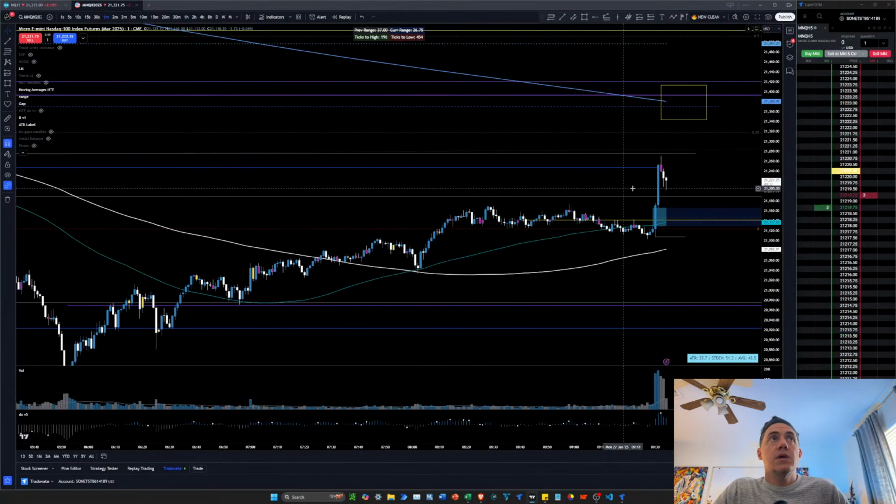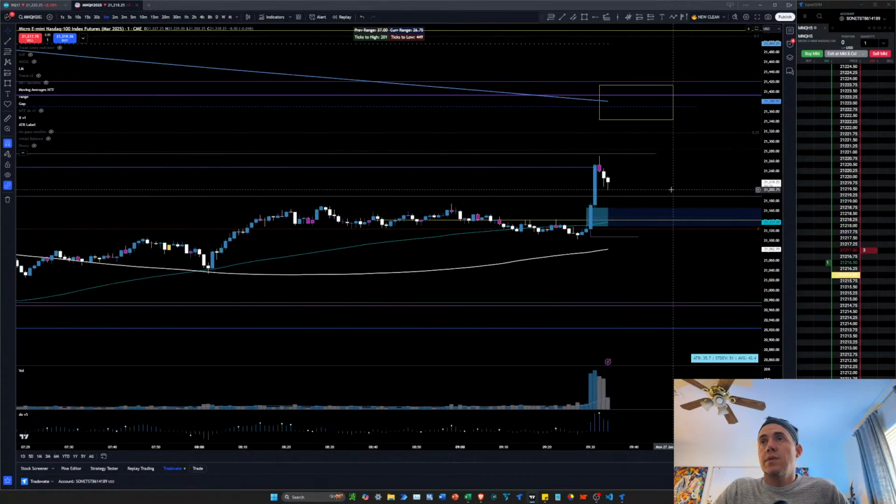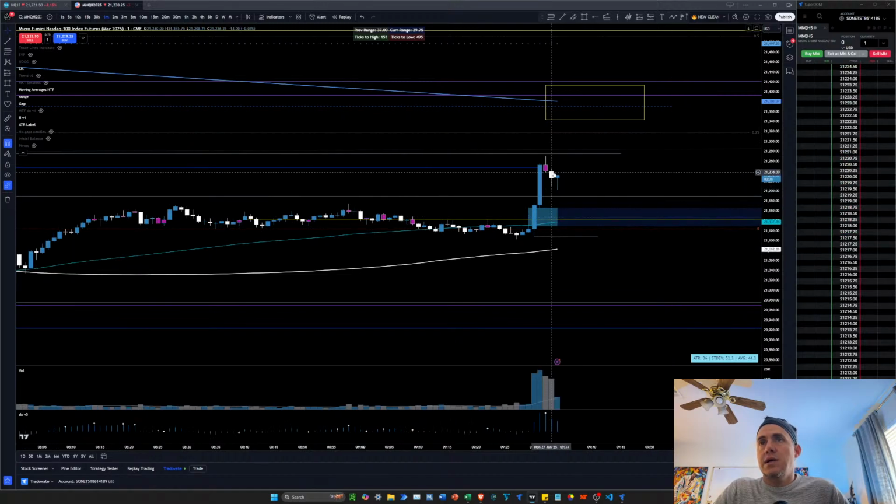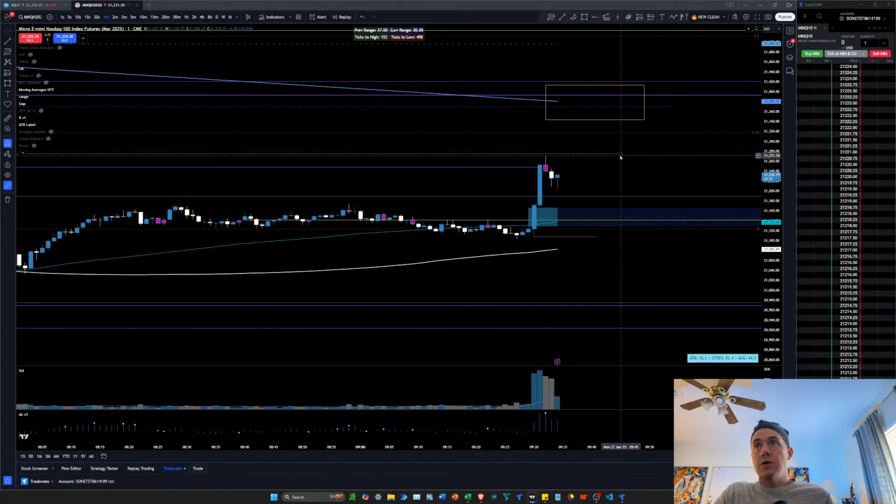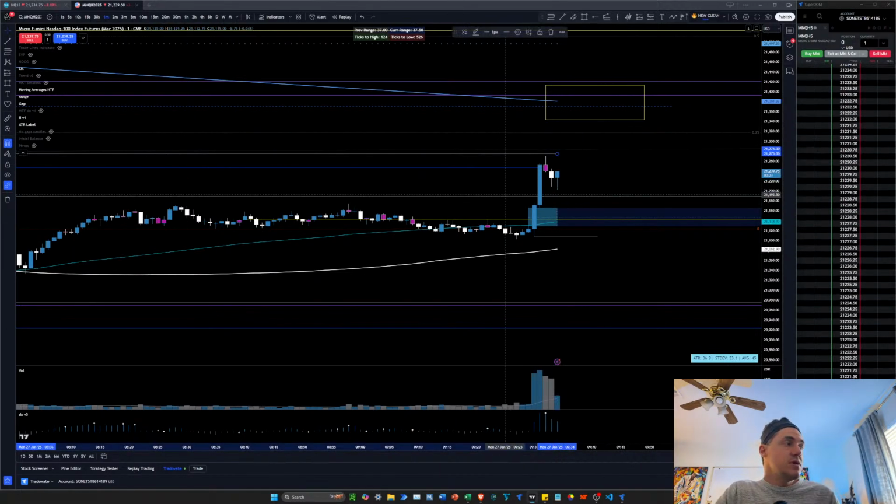Let's see, pretty clean looking reversal candle on the 1 minute. Not going to take the first push down. Also, these levels look nice now. I mean, do they not?